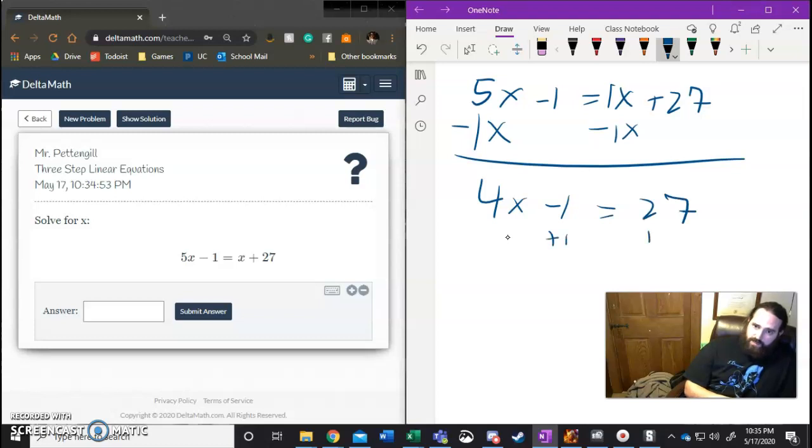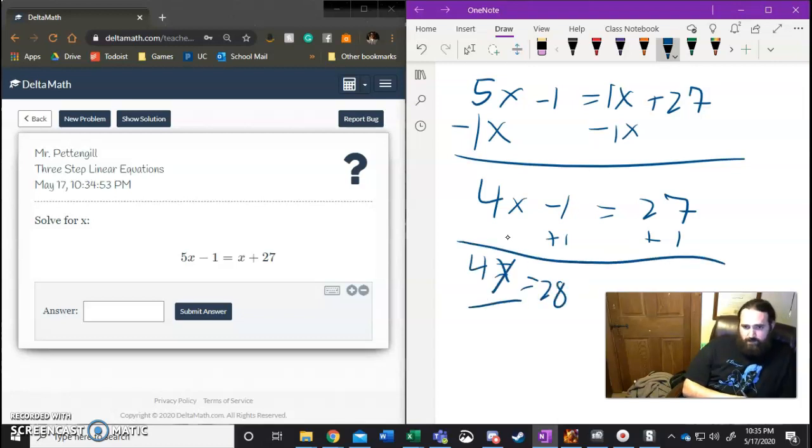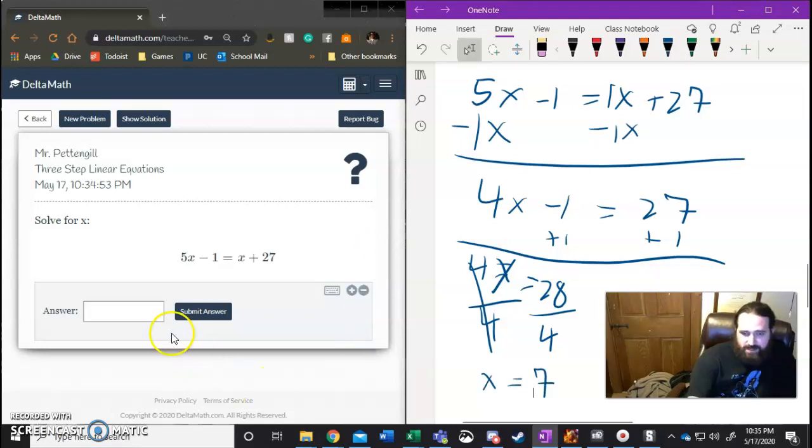Add 1 to both sides. And get 4x equals 28. Divide both sides by 4. And we've ditched that 4 and we get x equals 7. This is the kind of thing we're facing. It's not a big deal.